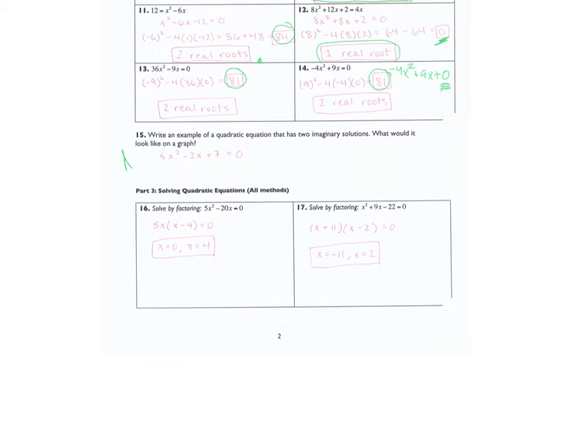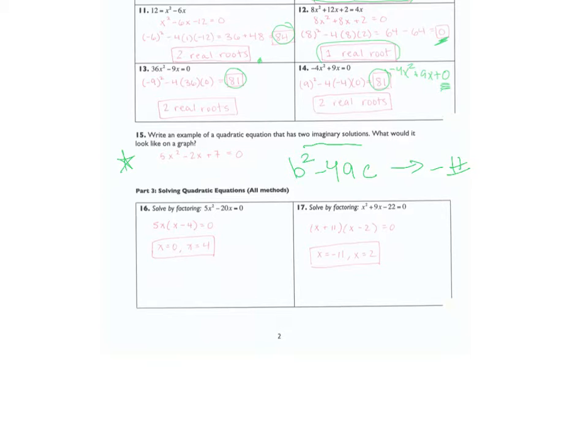For number 15, it could be any problem. Really, just anything that has 2 imaginary solutions. You need to come up with some value of b squared minus 4ac where you're going to have some negative number. So you can pick random numbers for A, B, and C.